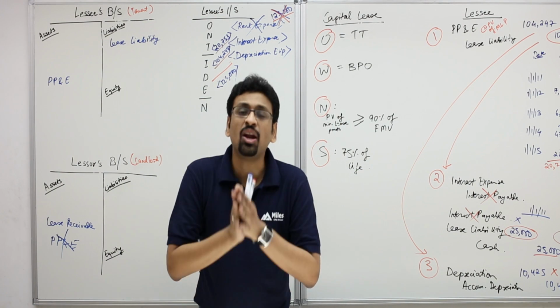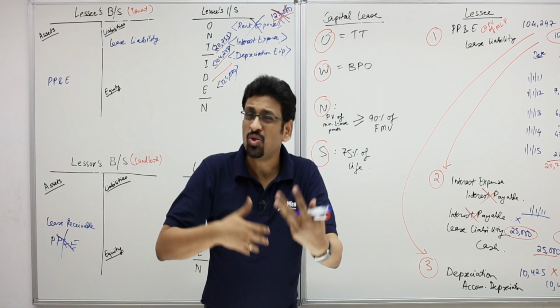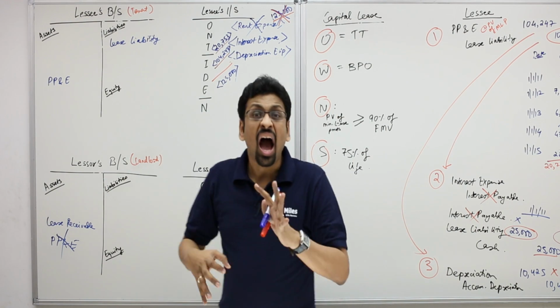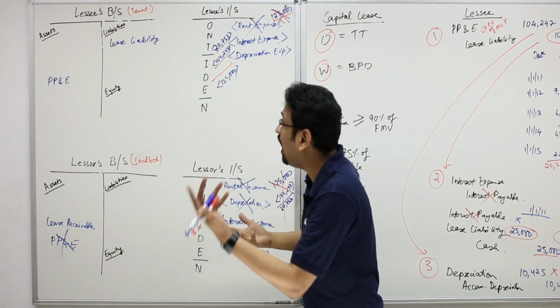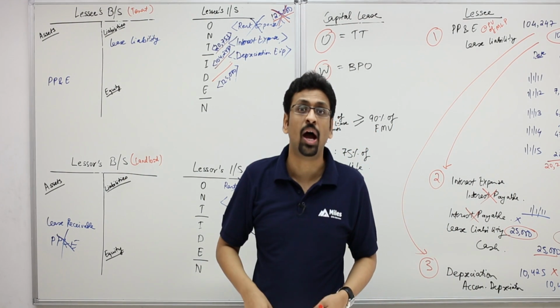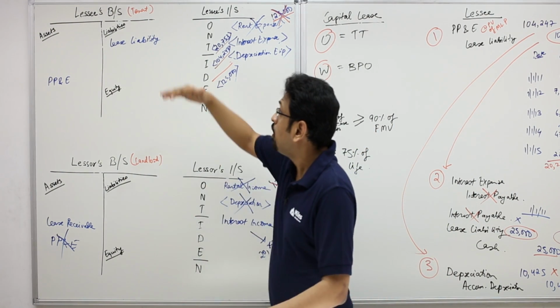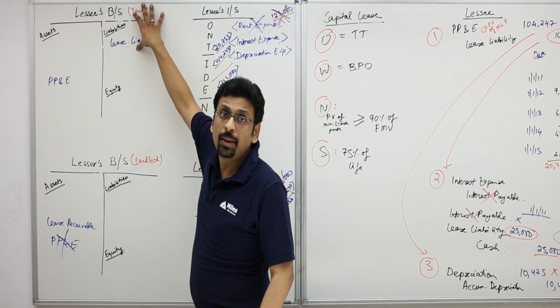That's the line of difference between operating lease and capital lease. And that's very important for you to understand how capital leases impact the balance sheets and how they impact the income statements. So that's the conceptual footing that you need to have. So once again, when you're looking at the lessee's balance sheet, we're creating PP&E, we're creating a liability.